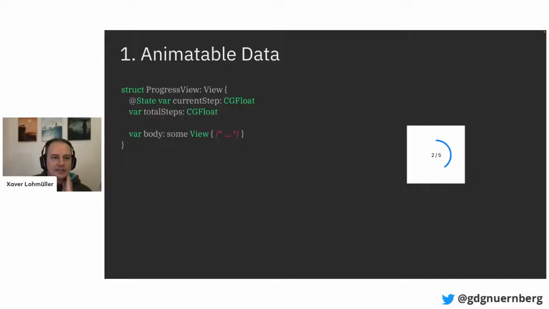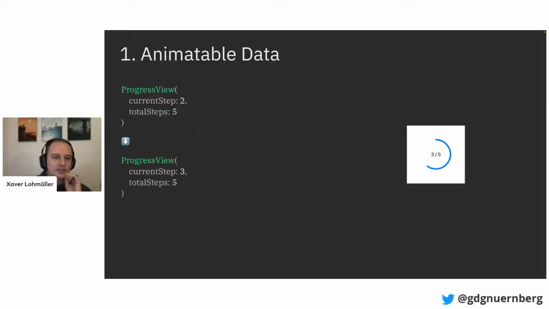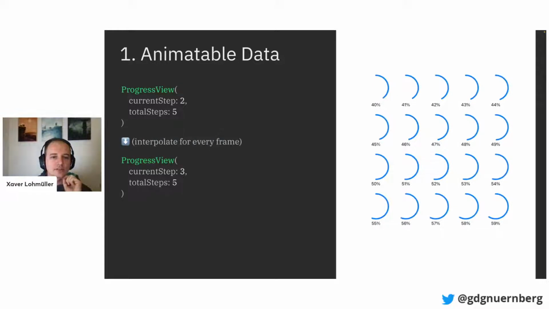So animatable data is basically any piece of state that is part of the view. In this case, it would be the current step. I have a progress view that goes from 2 to 5 items, and I can animate over this piece of state. When I change from current step 2 to current step 3, what SwiftUI does behind the scenes is create, for every single frame, a new instance of this progress view struct with the current progress in between. And based on that, you draw your view.